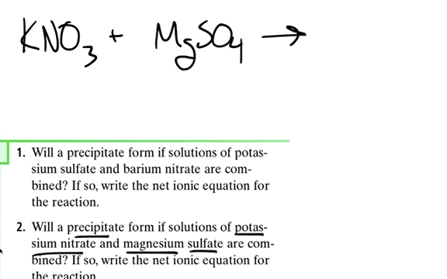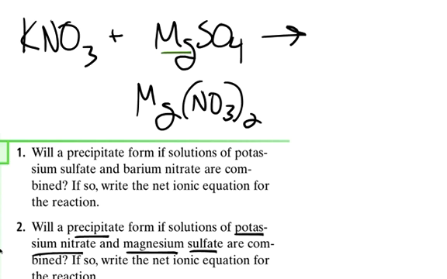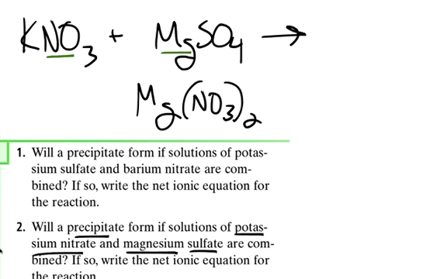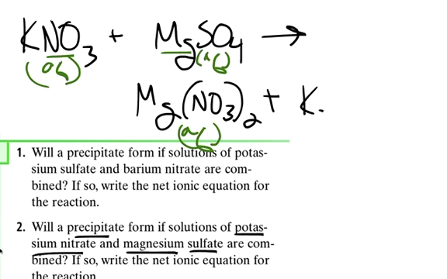Okay. So, what are our options? We can put our nitrate with our magnesium, Mg(NO3)2. And remember what our rules were. Nitrates are always soluble. So right off the bat, I can say that this is aqueous. So all those things are aqueous. My other option then is potassium sulfate.